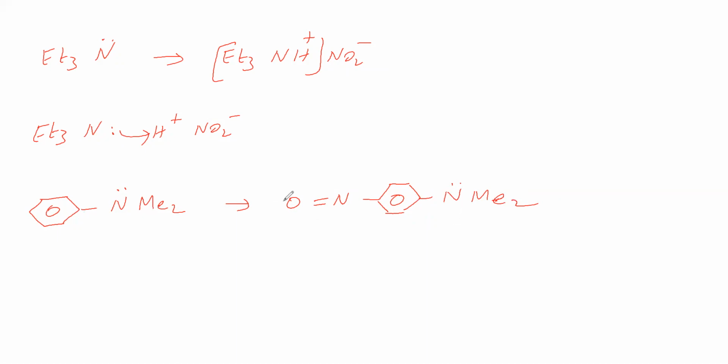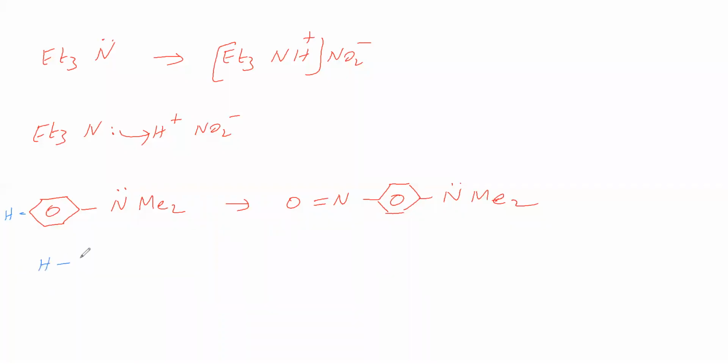At the para position, what is there? A nitroso group is present at the para position. So at this para position, hydrogen is replaced by NO. Therefore, it is called a substitution reaction. This substitution comes under the category of electrophilic substitution. Here the electrophile is NO plus, so an electrophilic substitution reaction is possible.